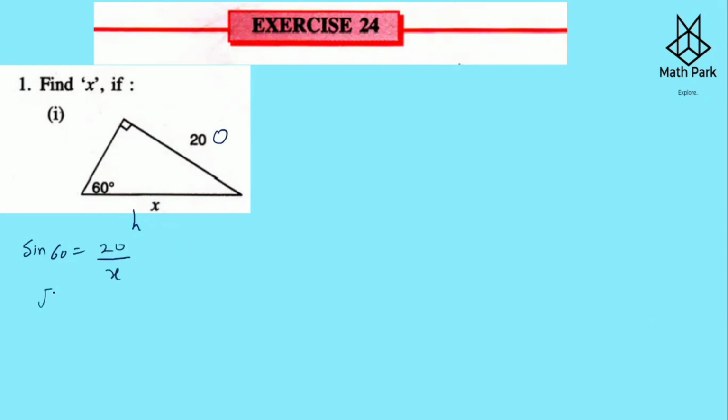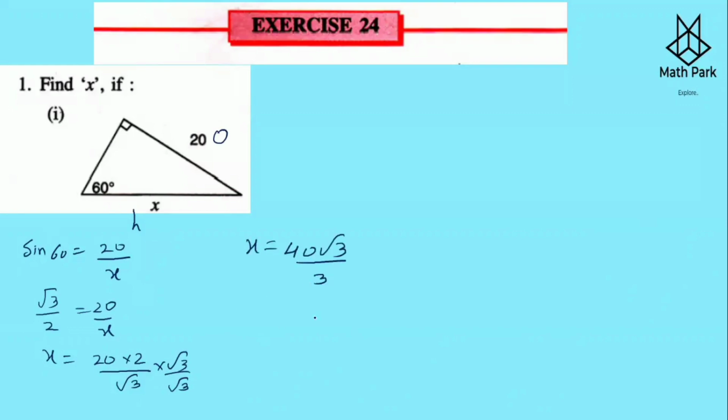Sine 60 value is root 3 by 2, equal to 20 by x. So we take cross multiplication. x moves here. x is equal to 20 into 2 upon root 3. If we rationalize this, multiplying by root 3 and dividing by root 3, we get x is equal to 40 root 3 divided by 3. Root 3 into root 3 is 3.